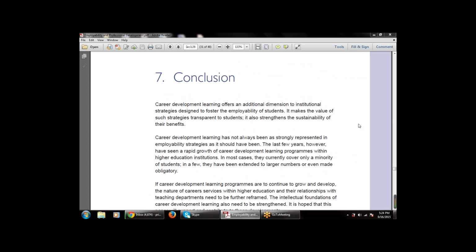The next chapter is chapter number 7, the conclusion. That is the conclusion of the overall module, these 12 or 13 pages that are available. The first paragraph says career development learning offers an additional dimension to the institutional strategy, whatever institutional strategy is designed to foster the employability of the students. So this is the overall conclusion of the career development and professional development of this short module that contains only 20 pages. So let's start with the conclusion.